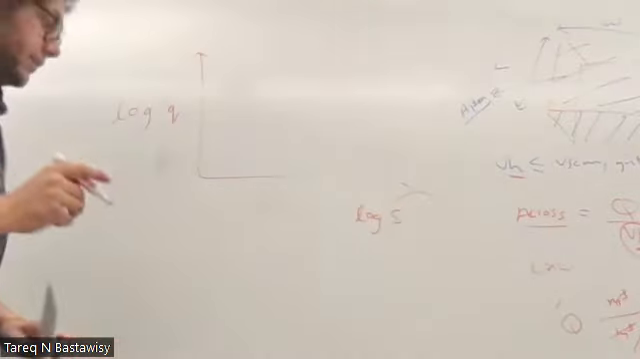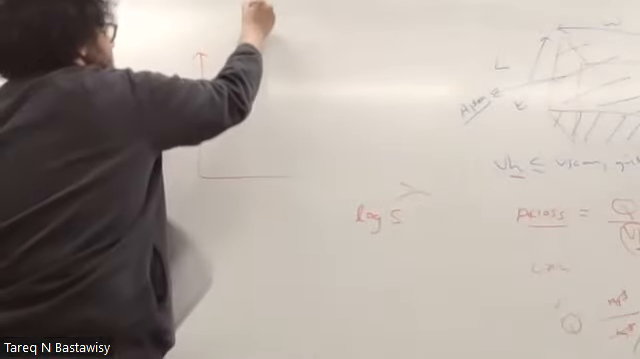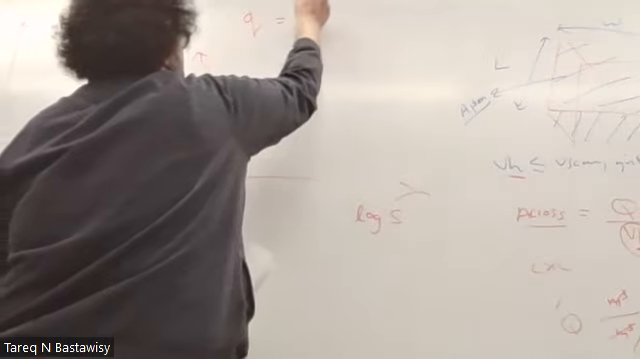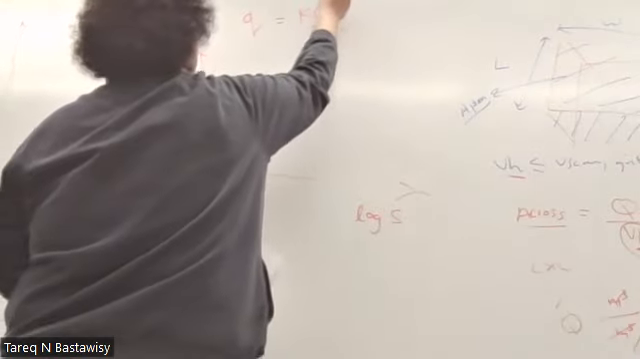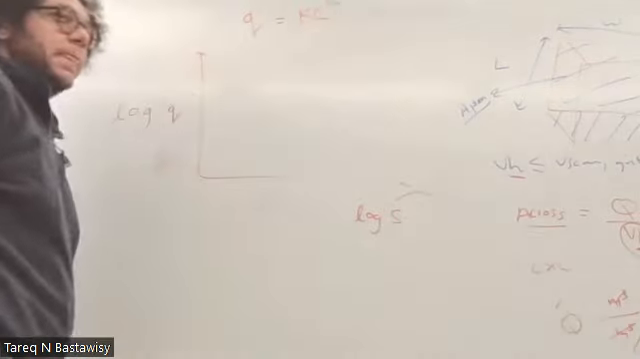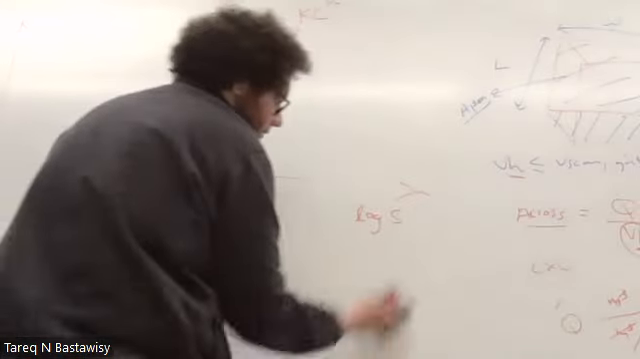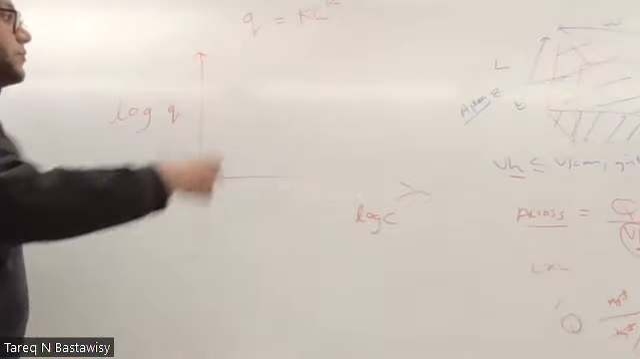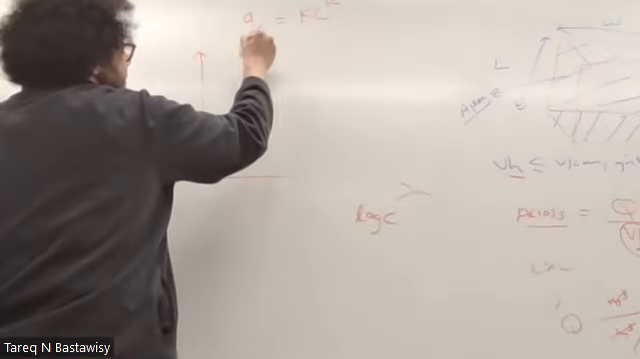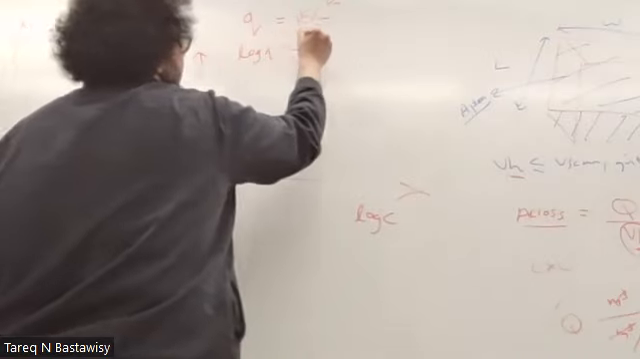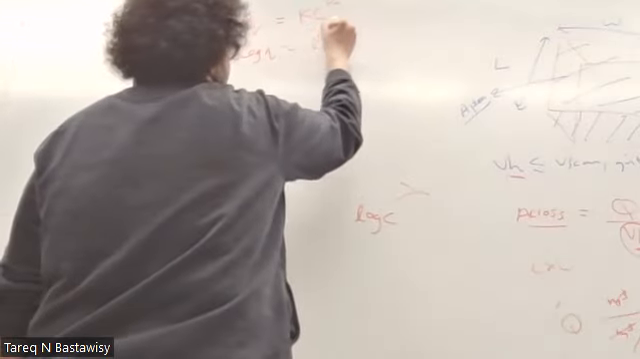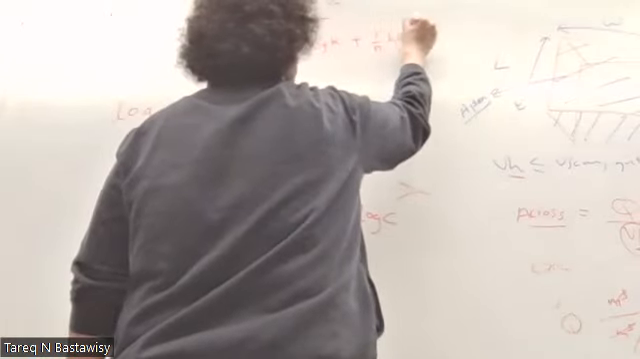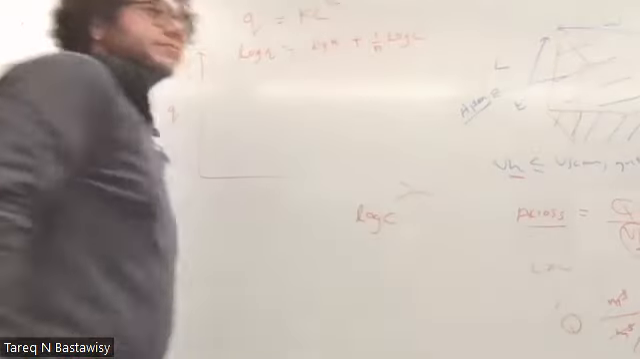The reason we write it that way is because your original equation is Q is equal to K C to the 1 over N. For the sake of consistency, when you want to linearize this, it's going to look like log Q equals log K plus 1 over N log C.